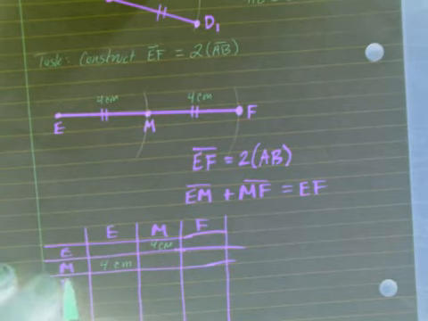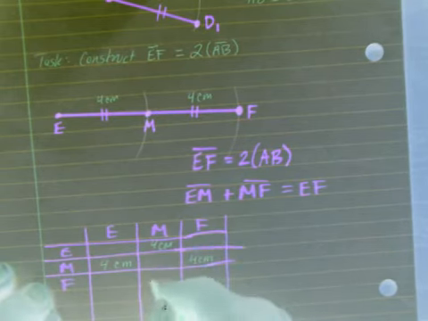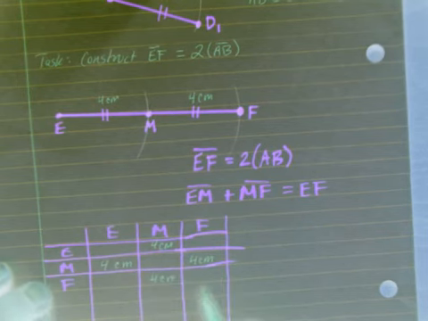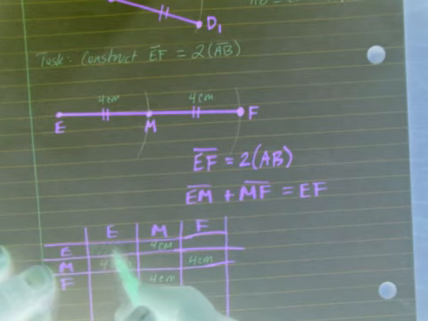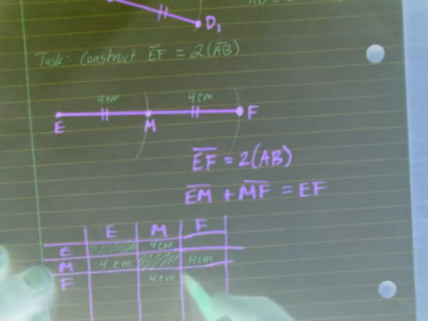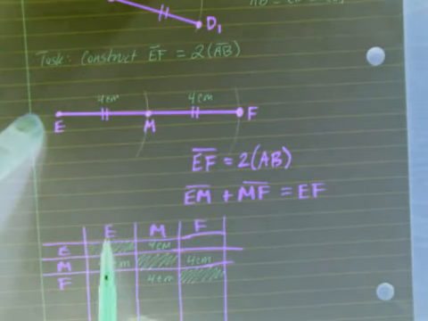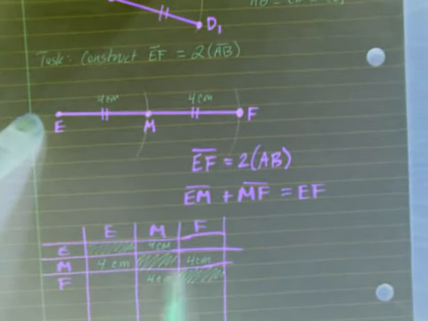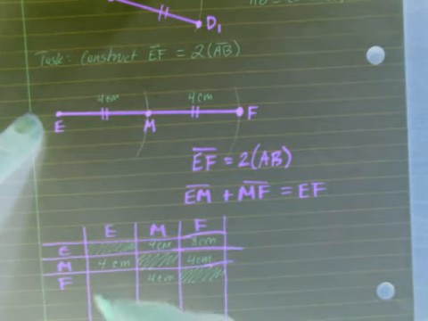We also know that from M to F, it's also 4 centimeters, because it's the length of AB. So MF is 4 centimeters. And if we go MF here, this is 4 centimeters. And from E to E, obviously it's just point to point, there isn't a length, so we can just scribble that out. Likewise from M to M, or F to F, those are non-existent. From E to F though, it's the sum of these two, so it's EM plus MF, so it's 4 plus 4, we have 8 centimeters. So EF or FE is 8 centimeters.